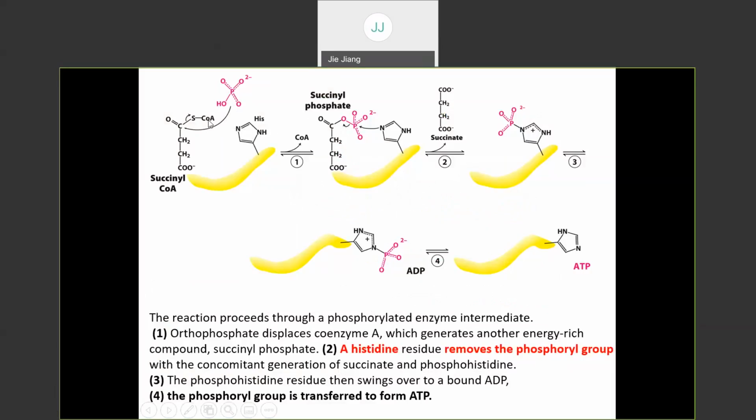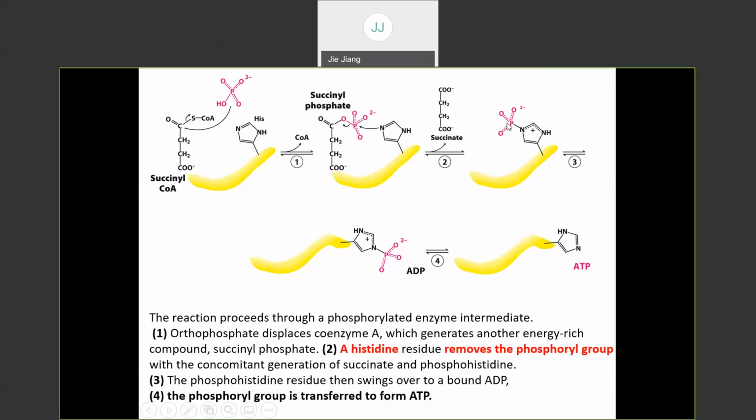Then the CoA will be released. And then the histidine here plays an important role like a transporter, basically. So it will grab this phosphate ion to itself. This phosphate ion will be removed from this succinyl compound, or succinyl phosphate. So now the phosphate ion connects to the histidine. Further, the histidine will act like a swing arm. So from here becomes here. It changes the position.